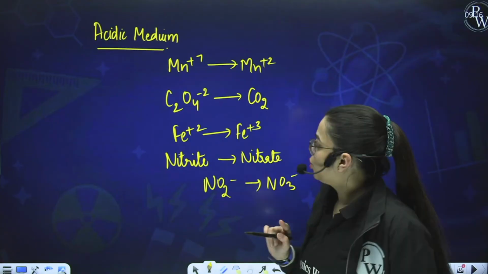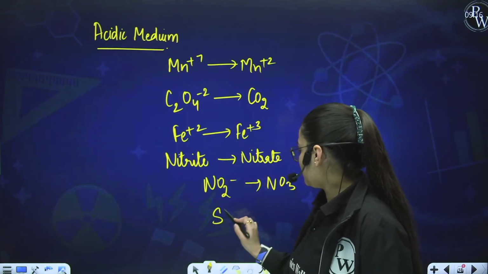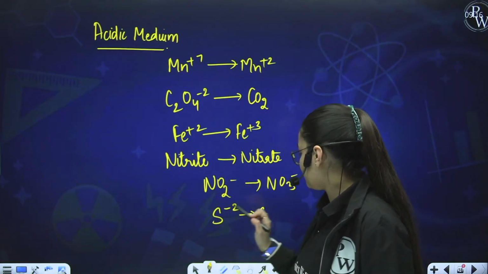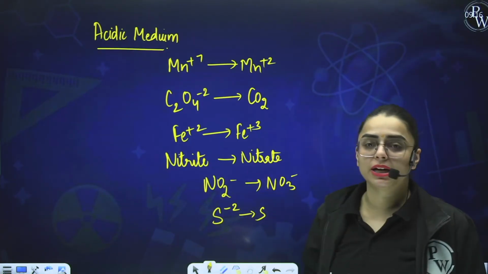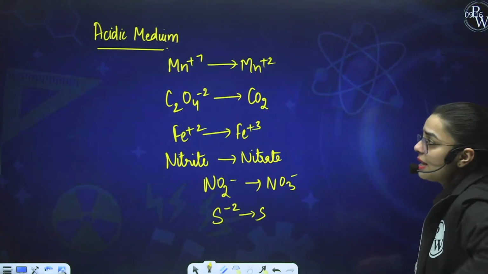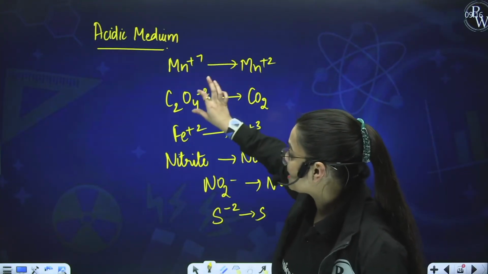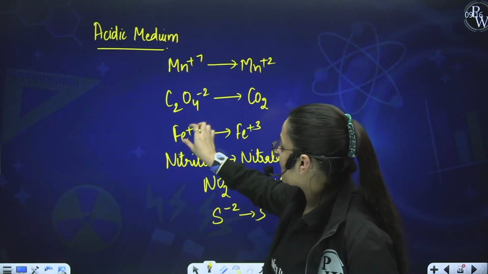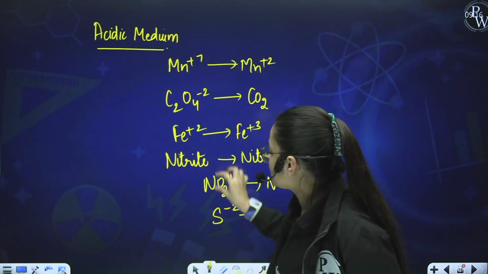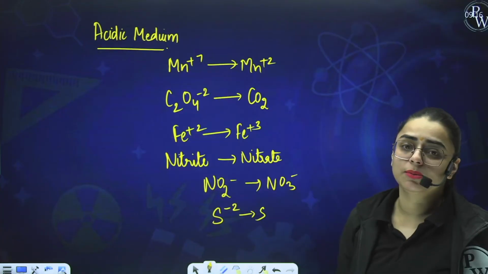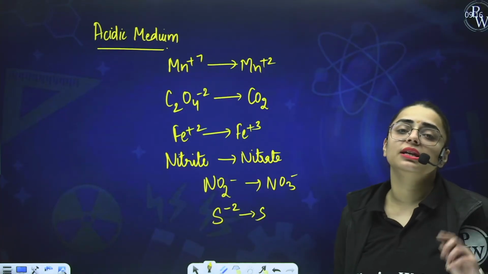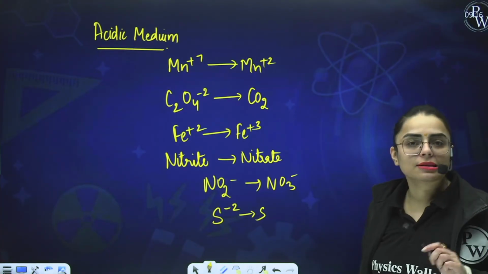Do remember this. Other than this, you can write it can convert S minus 2 into sulfur. Right, it can convert SO3 minus 2 into SO4 minus 2. These are certain reactions. Again, I'm telling, when MnO4 minus is reacting with this, it will form these two, along with H positive in acidic medium. Do remember, it occurs in acidic medium.